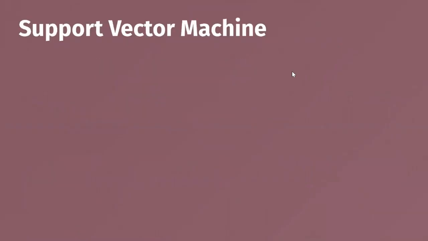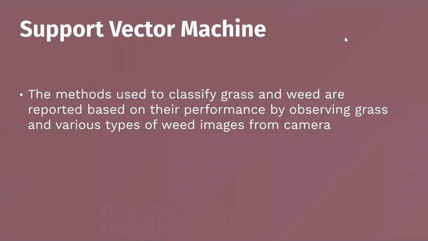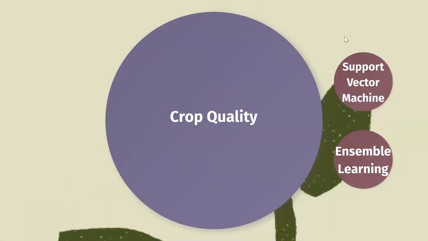The second model that can be used is support vector machine. The methods used to classify grass and wheat are reported based on their performance by observing grass and various types of wheat images from camera. Now we have done for weed detection. We'll proceed for crop quality.